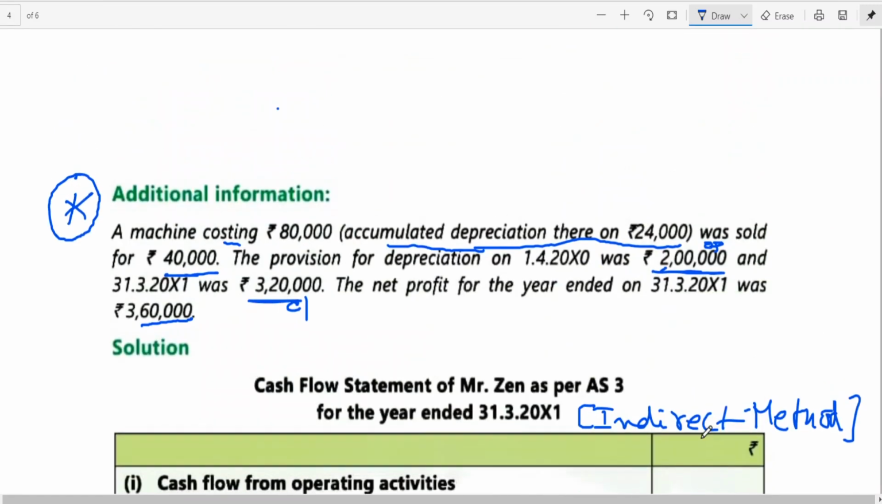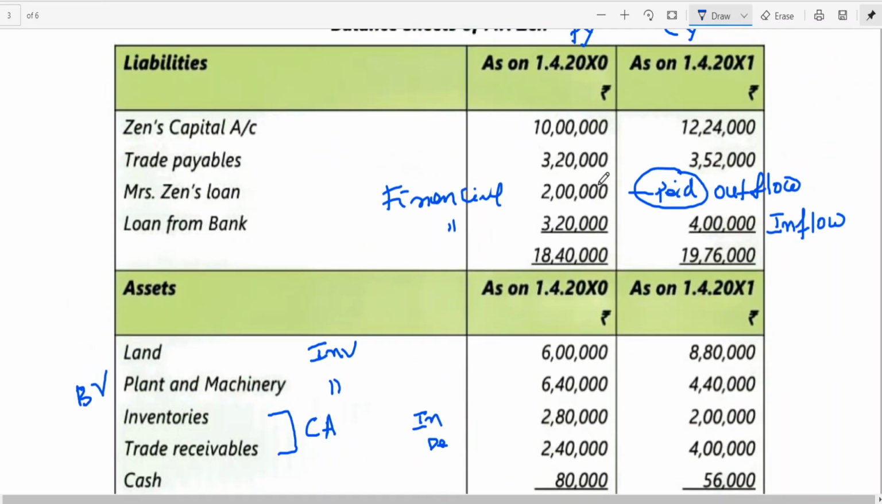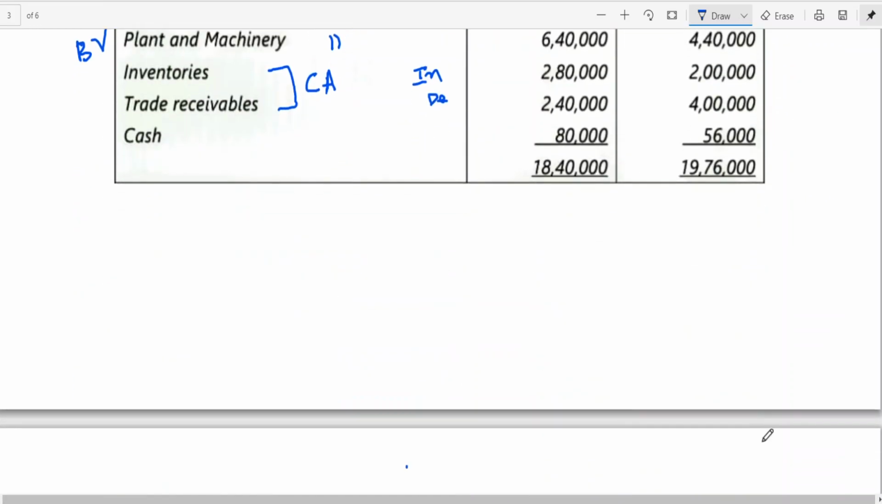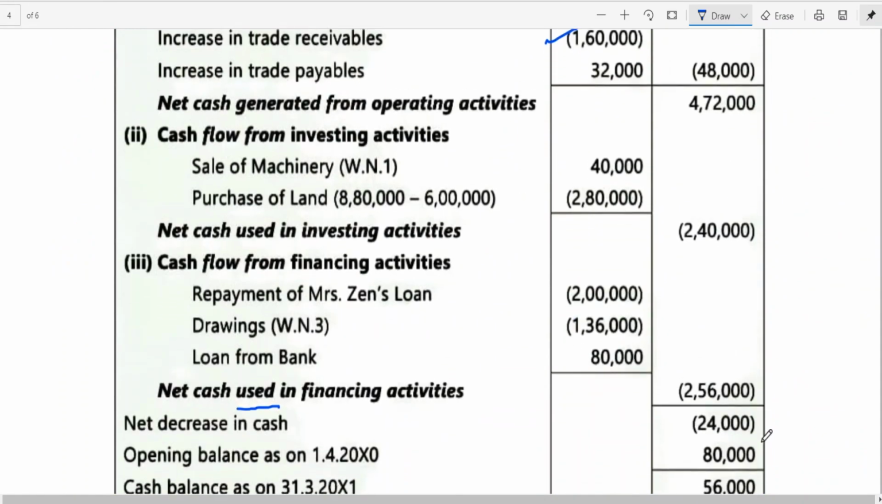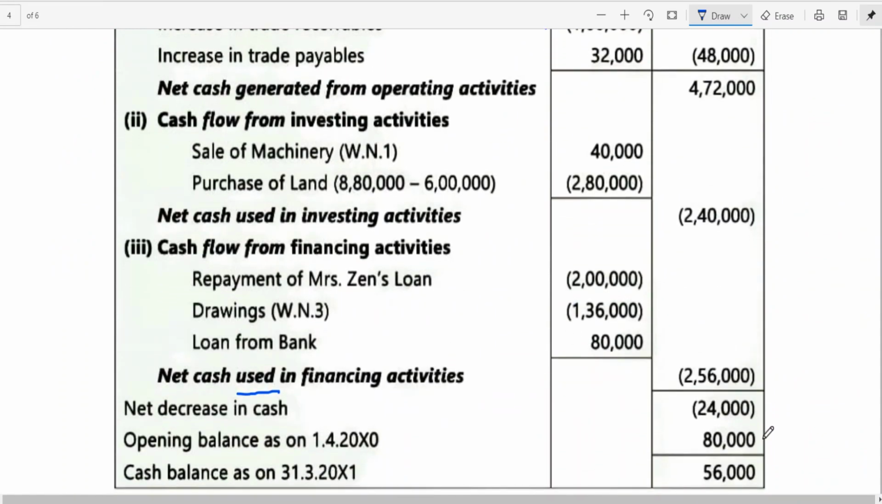I think the opening and closing balance has also been given. You can see cash 80 in the beginning, cash at the end 56. Obviously you can see you are getting the solution, the hint, here itself. 80 minus 56 is how much? 24,000. Okay, the 24,000 is the net decrease in cash. So net increase or net decrease in cash plus opening balance will be the closing balance.